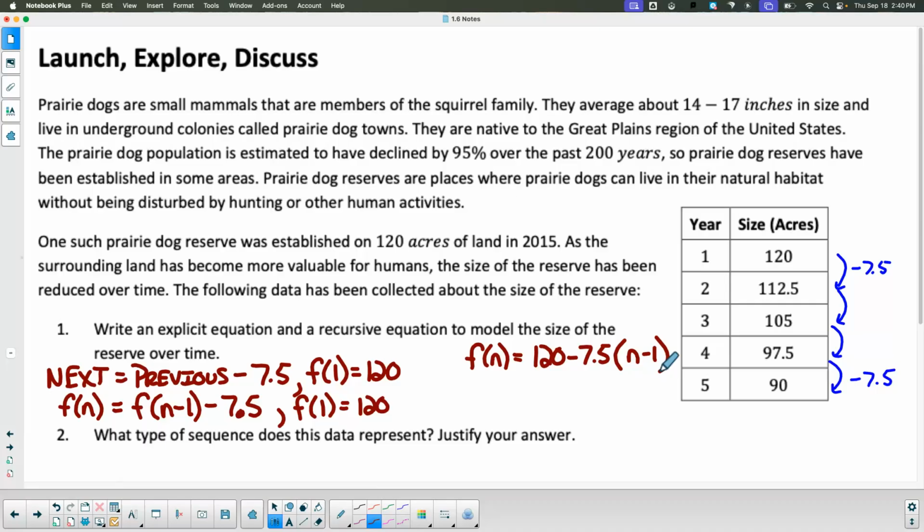Give me yours then. f of n equals negative 7.5n plus 127.5. Ooh, I like that one. Yeah. Did you guys pick up on that one? He went this way. That one work? Yeah, that one works too. Yep. Love it. Good job. All right.